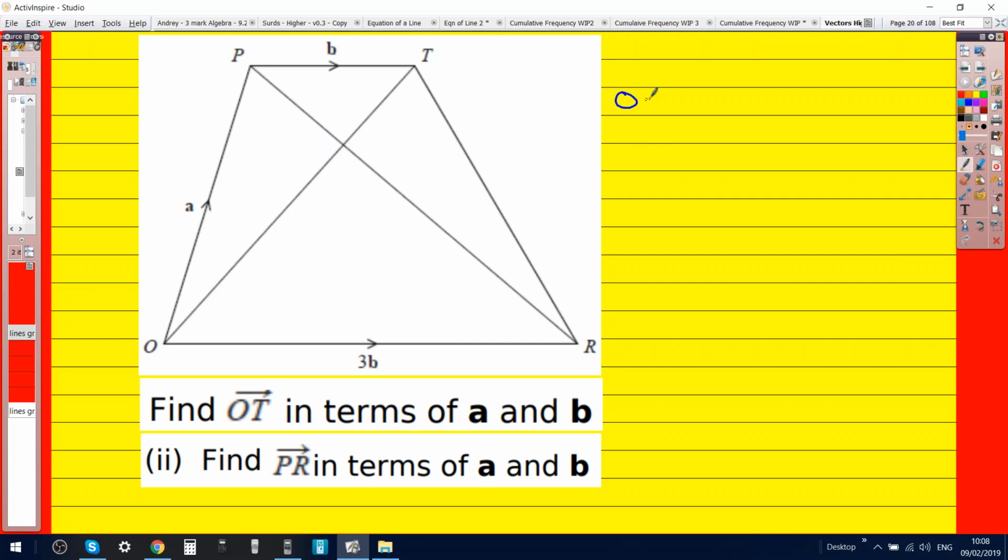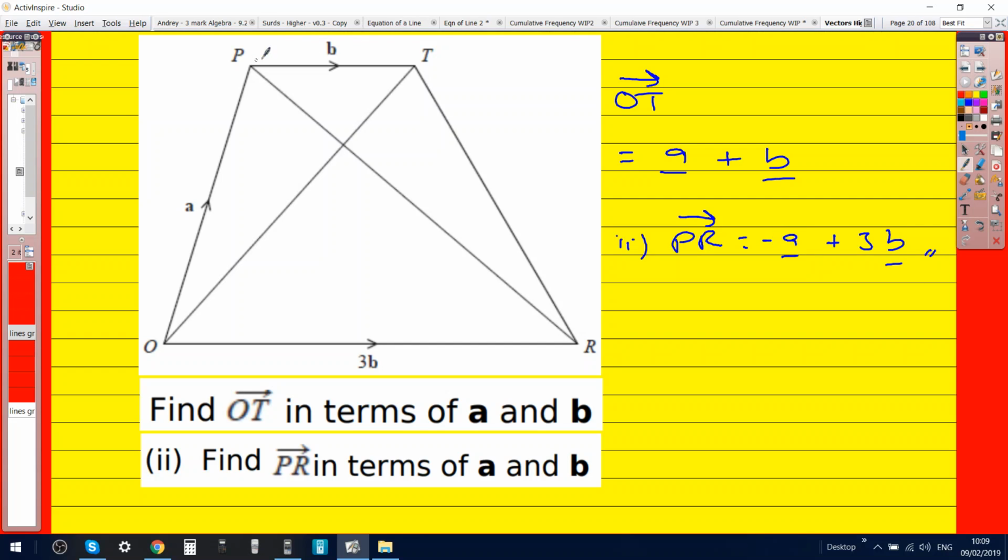Would that be my plus A plus B? Yeah, A plus B. And part 2, would that be minus A plus 3B? From P to R, yes, minus A plus 3B.